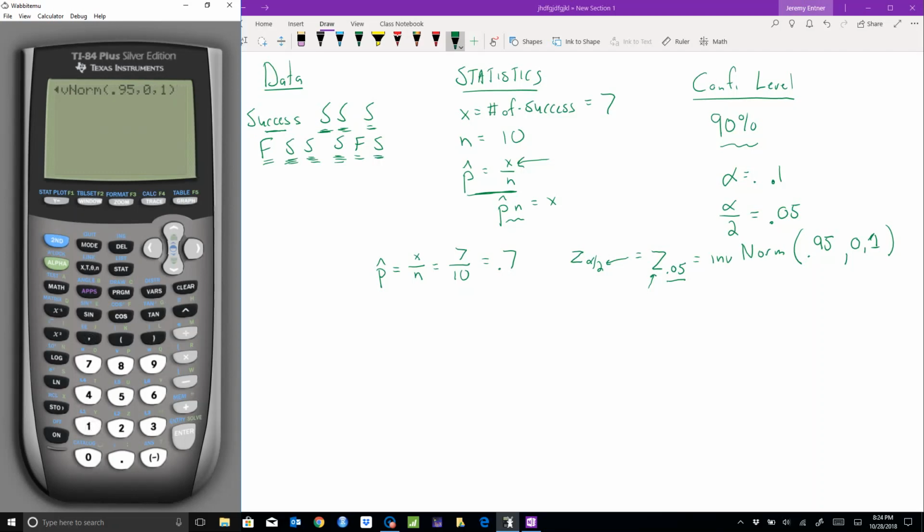Now you might have a slight difference in your calculator because it might give you the menu. Well, those are the values you type in for those ones. And hit enter, and I'm going to get 1.64.